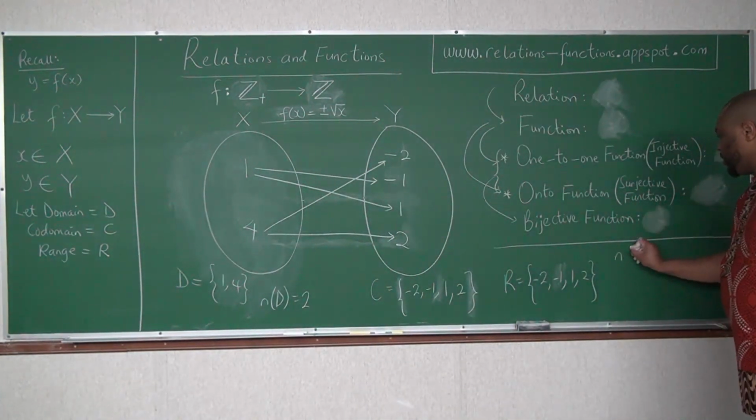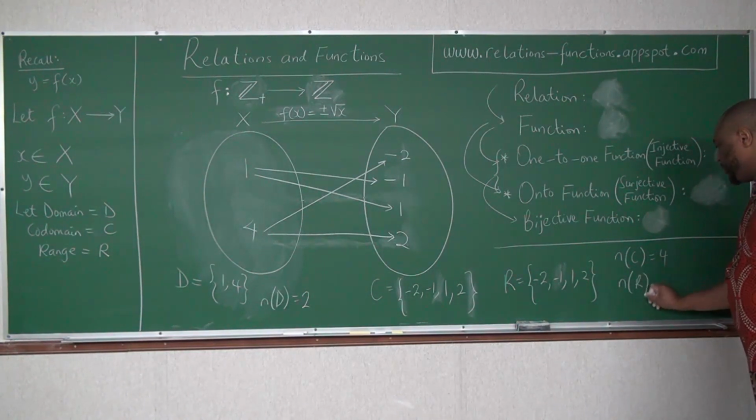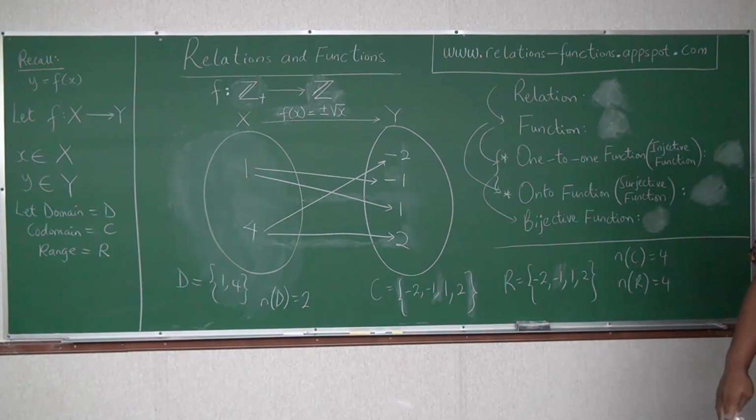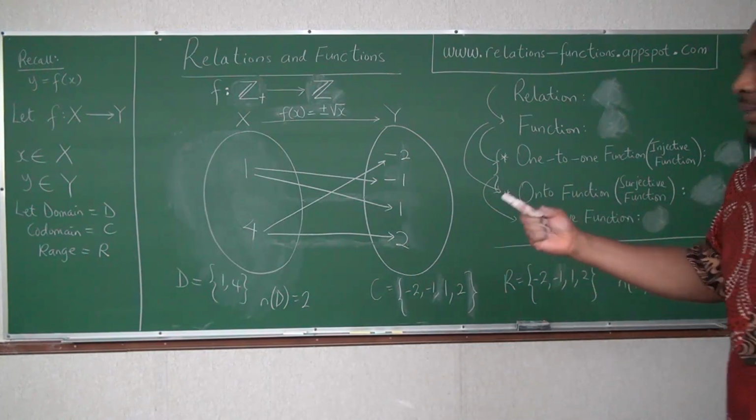Cardinality of the codomain is 4. Cardinality of the range is 4. Okay? All right. That's the number of elements in the set.